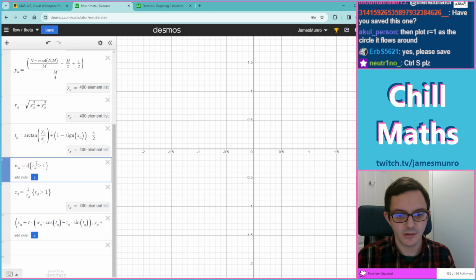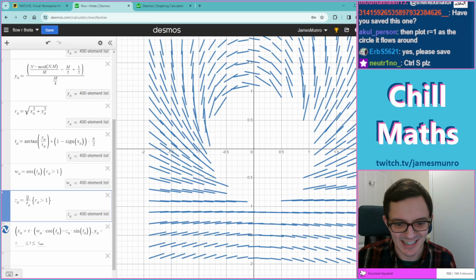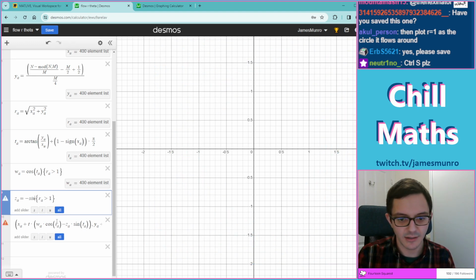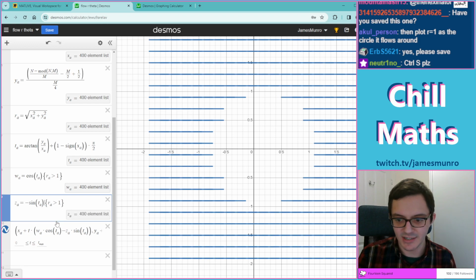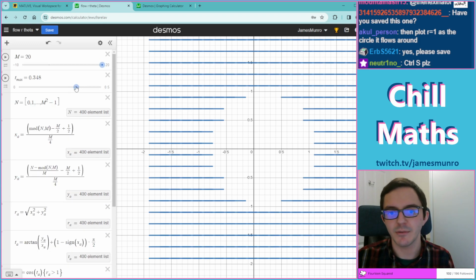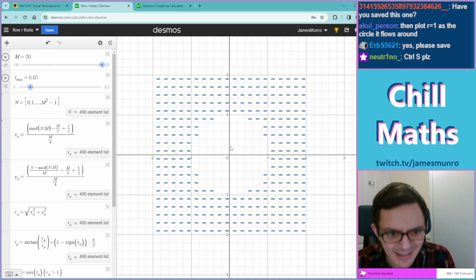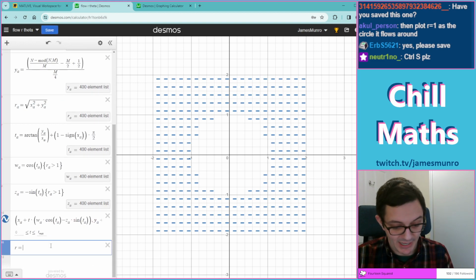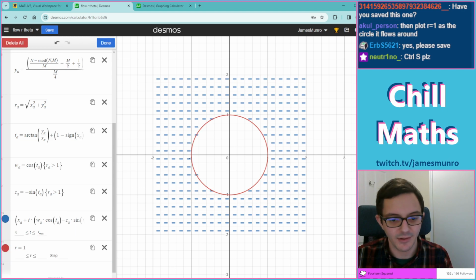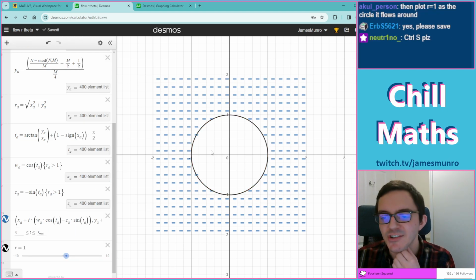So I type this as cos theta using my notation for theta, and this is minus sine theta. We get to something that we saw earlier today, which is the everything just flowing sideways flow. But here, a bit of work to do it. Save? Yeah. Plot r equals 1 as the circle. Yeah, we're going to get back to the circle. Good. Stick this back in. Good. Save. We've got a circle.